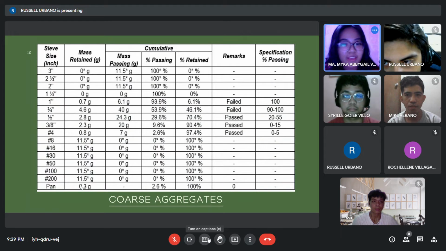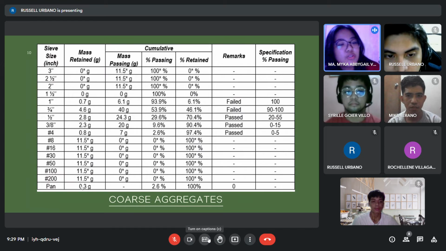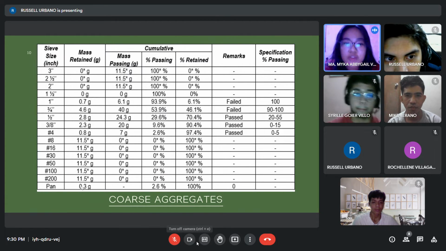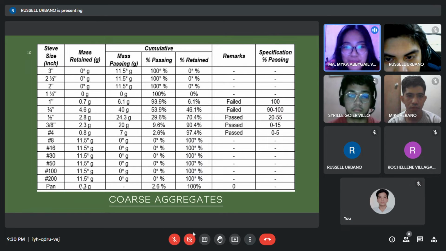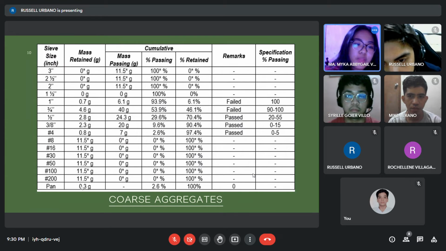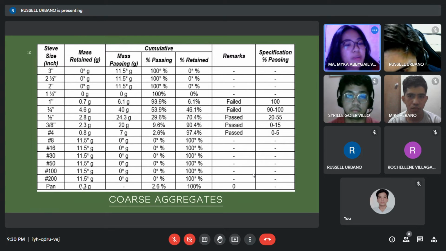Okay. So for the coarse aggregate data in the reference, their target is to ensure that the sample after sieving is within 99.7 to 100.3 of the original sample weight, which the mass sample is 11.5 grams. For this activity, we calculate the cumulative mass passing, cumulative percent passing, and cumulative percent retained of each sieve size.